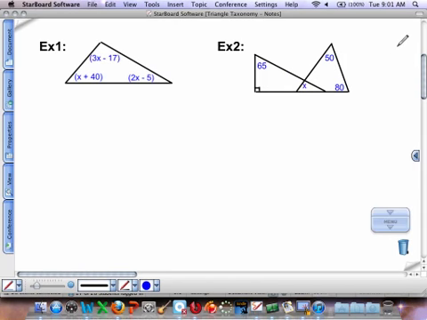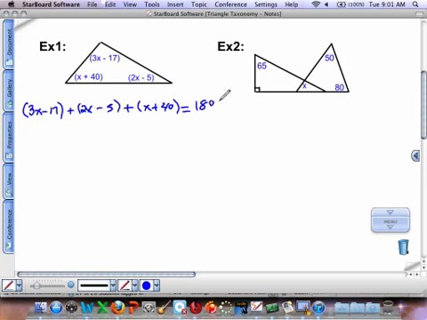How would I set up that problem? Cheyenne? 3x minus 17 plus x plus 40 plus 2x minus 5 equals 180. All right. So add up the three angles and set them equal to 180. Simple. All we gotta do now is combine like terms.